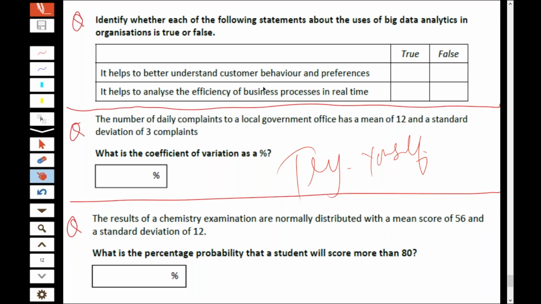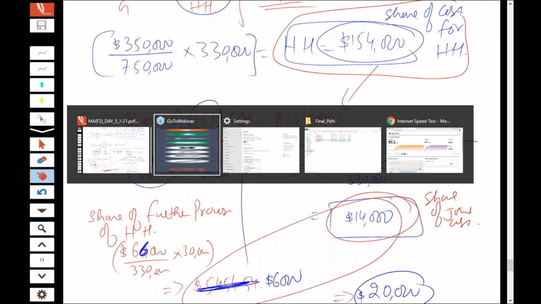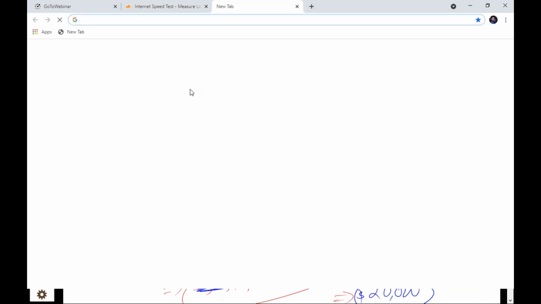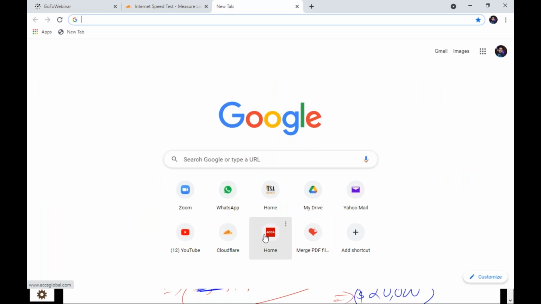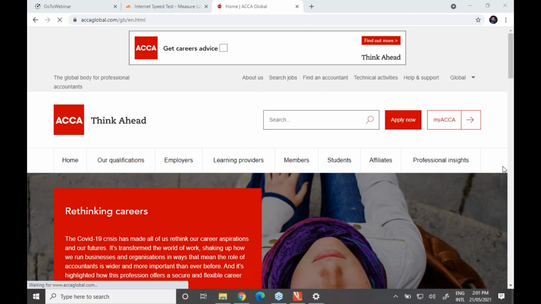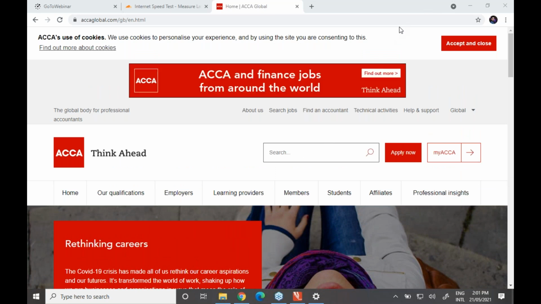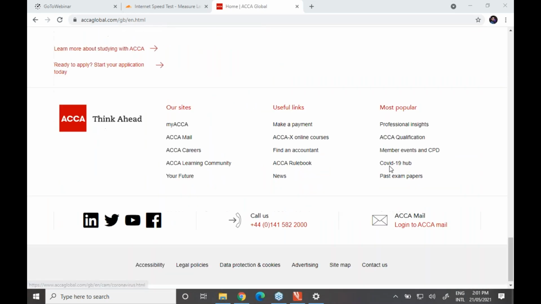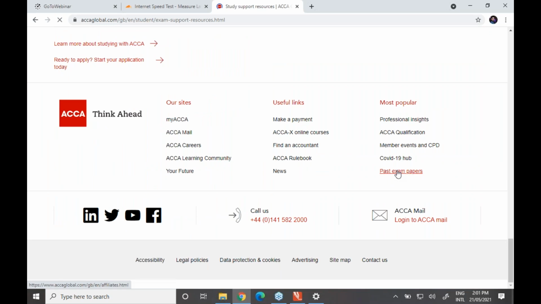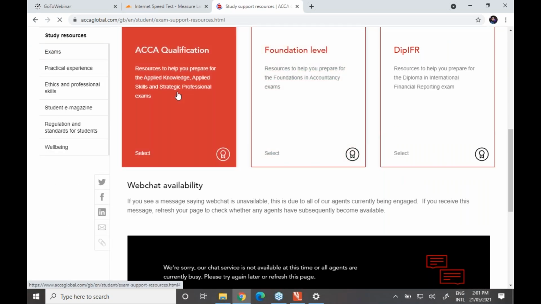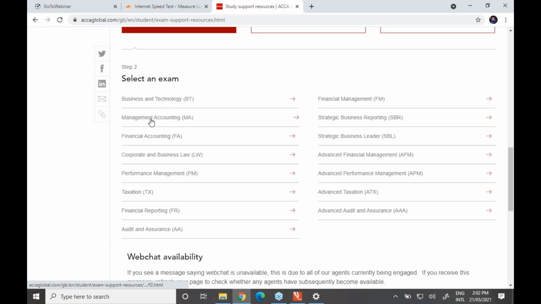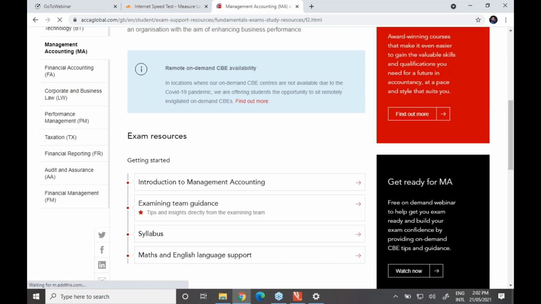You should know that there are many things on accaglobal.com, and here is the accaglobal.com homepage. When you open that website of ACCA, first of all, you should go down, go to the past exam papers, click on the ACCA qualification, click on your concerned paper, that is management accounting, and here are the resources.